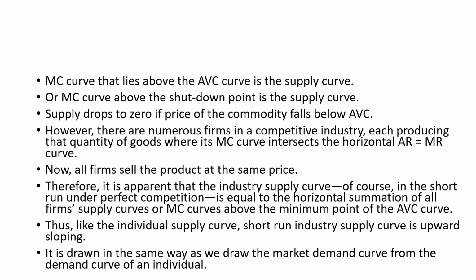Now, we know that there are numerous firms in a competitive industry, and each firm can produce that quantity of goods where its MC intersects a horizontal AR equals MR curve, and all the firms sell the product at the same price. Therefore, it is apparent that the industry supply curve in the short run under perfect competition is equal to the horizontal summation of all the firm supply curves, or the MC curves, which are above the minimum point of the AVC curve. Thus, like the individual supply curve, the short run industry supply curve is also upward sloping.